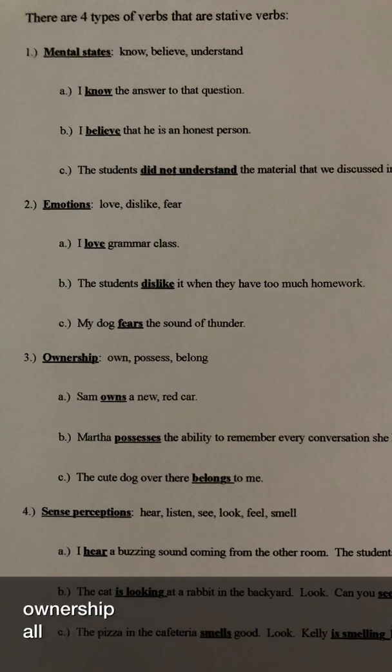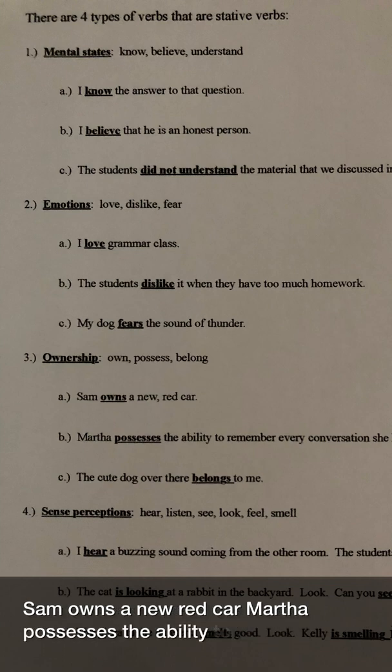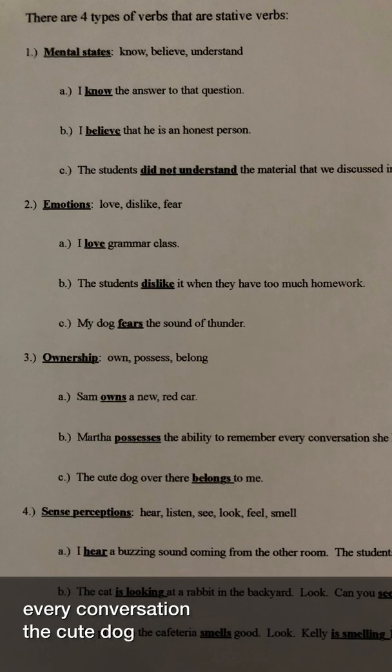Ownership. All verbs that describe ownership are stative. So own, possess, belong. Sam owns a new red car. Martha possesses the ability to remember every conversation. The cute dog over there belongs to me. Okay, ownership. Those are not actions.